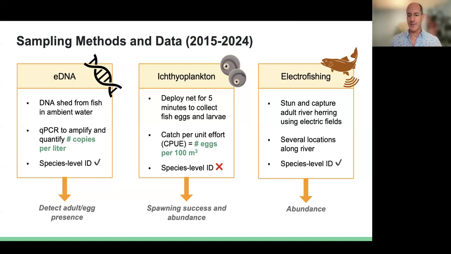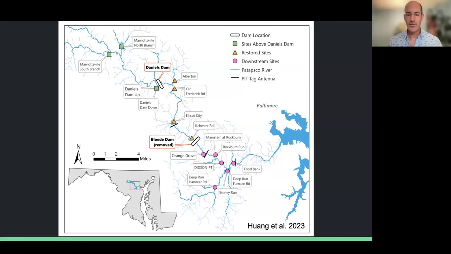And because you get the actual fish in your hand, you can get species level information on those and estimate abundance. So we broke the river into 3 sections. There's sort of the downstream pink sites section at the bottom right. Then what we called the restored sites, or the restored reach of the river between where Bloody Dam used to be and Daniels Dam, a little bit further upstream.